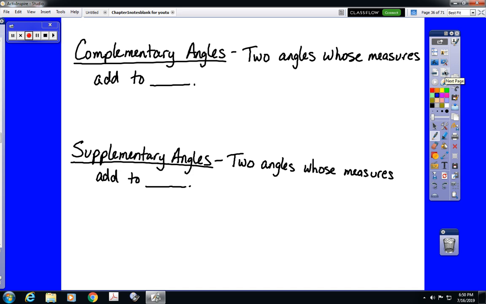Alright, next up we have the idea of complementary angles and supplementary angles. Now in theory these should not be new terms. We should be familiar with these terms. Complementary angles are 2 angles whose measures add up to 90 degrees. And supplementary angles are 2 angles whose measures add up to 180 degrees.